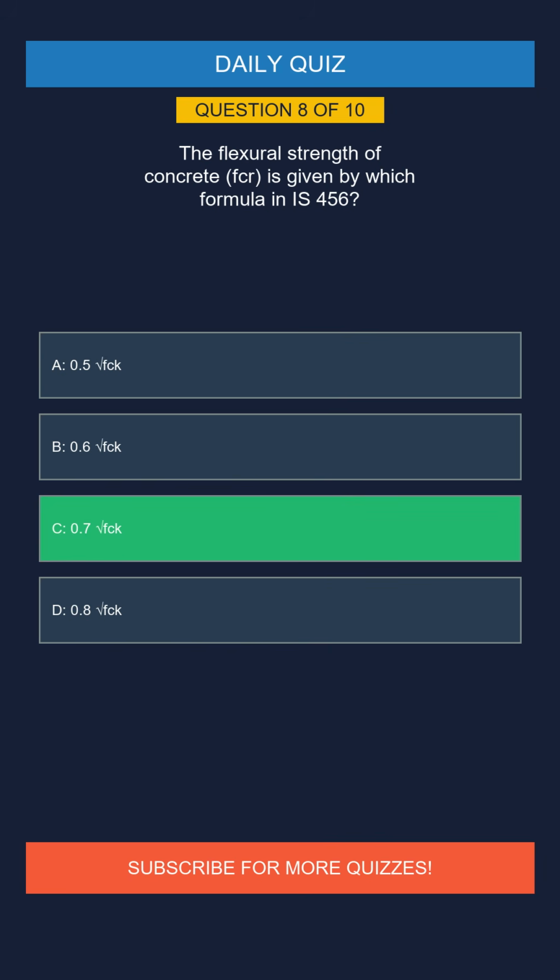Time is up. The correct answer is option C, 0.7 square root fck.